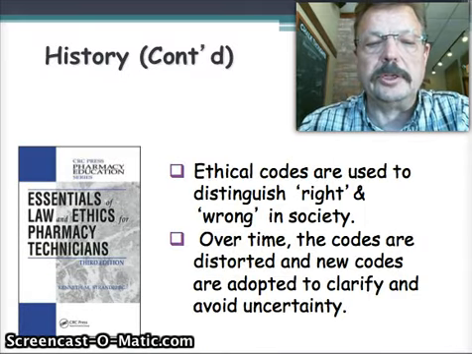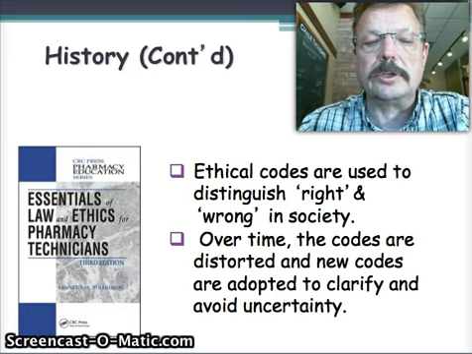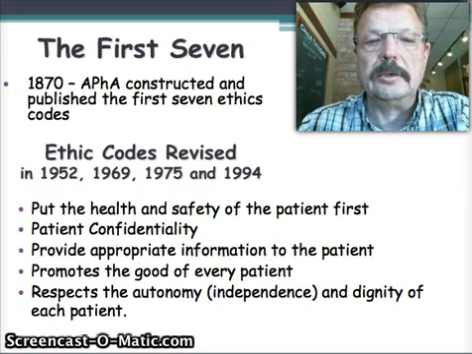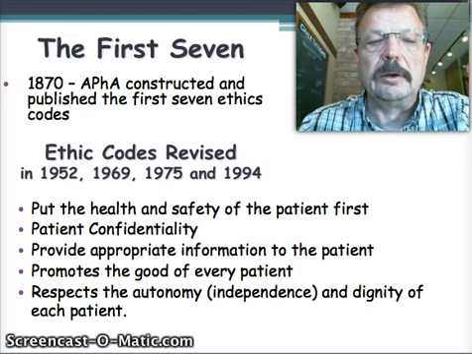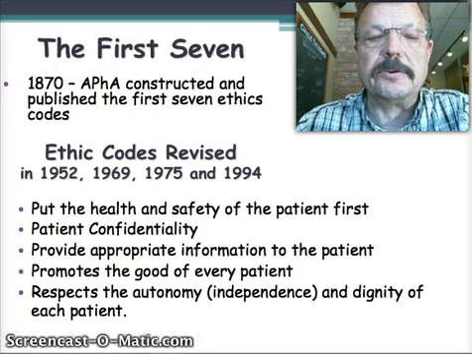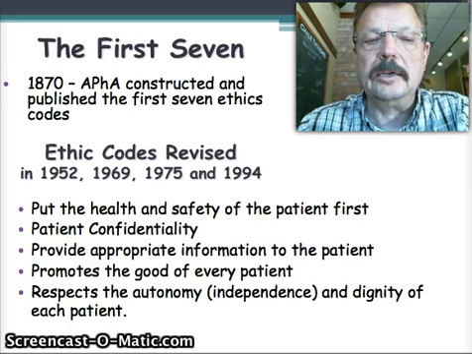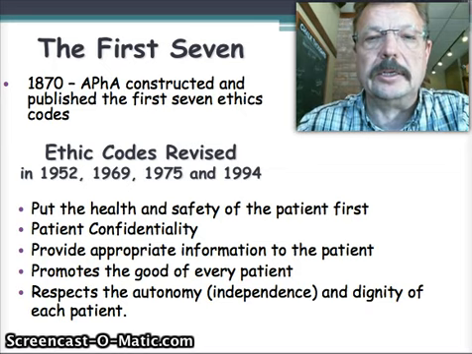Ethical codes are used to distinguish right and wrong in society. Over time, the codes are revised, and new codes are adopted to clarify and to avoid uncertainty. The first codes were published in 1870 by the American Pharmaceutical Association. They were revised in 1952, 1969, 1975, and 1994. They included putting the health and safety of the patient first, patient confidentiality, promoting the good for every patient, and respect and autonomy or independence and dignity for each patient.